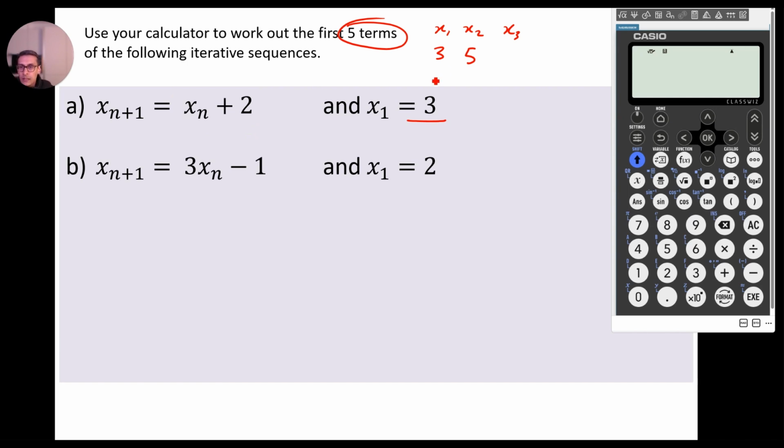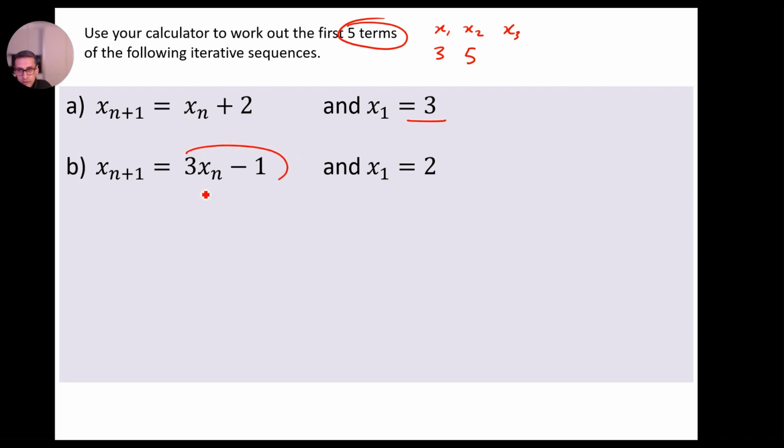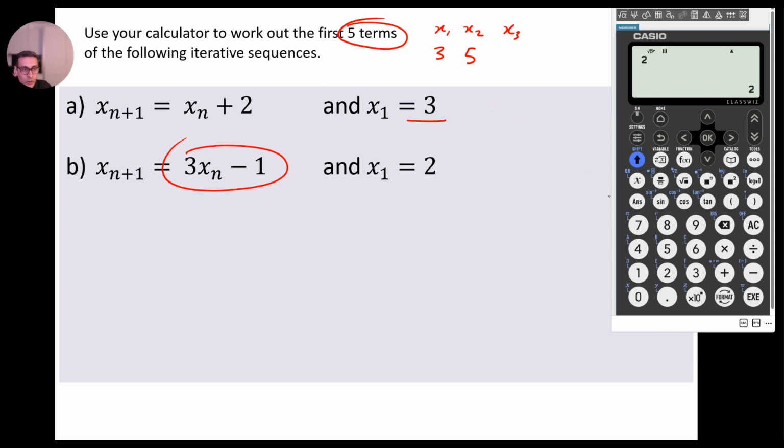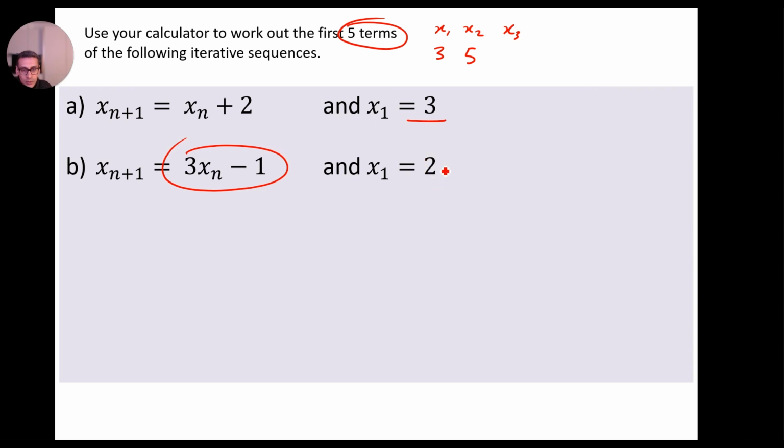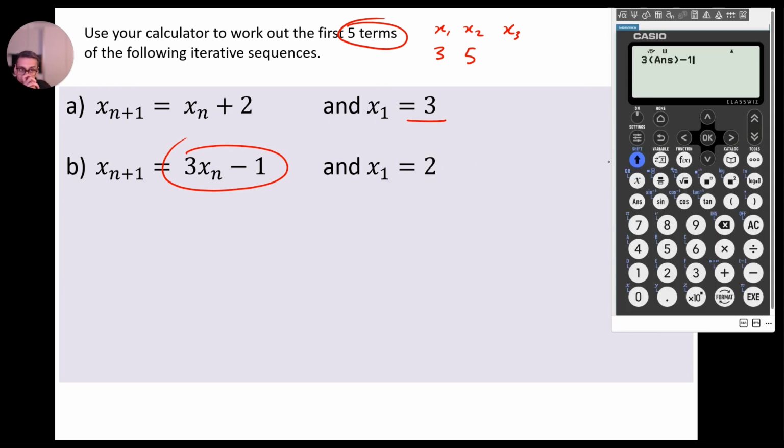Okay, so we know that the first term is 2. So we're going to press 2 and then equals. Now we're not going to clear anything, we're just going to enter our iterative formula, which is 3 times the answer, take away 1. So 3, brackets answer, take away 1. This is now going to do 3 times 2, because 2 is the previous term, take away 1. So that should give us 5.